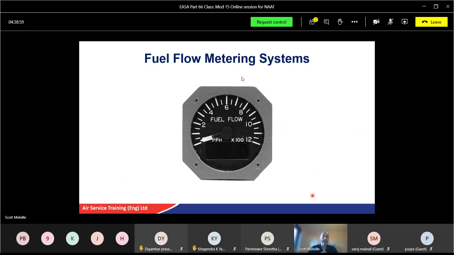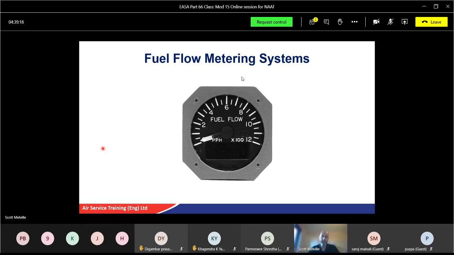Very important one, we've got fuel flow metering systems. Again, the purpose is to tell us how much fuel is being used at specific RPM settings. And there are various types of flow meters going about. We'll look at some of the basic ones. Okay, so again, measurement depends on the aircraft type.